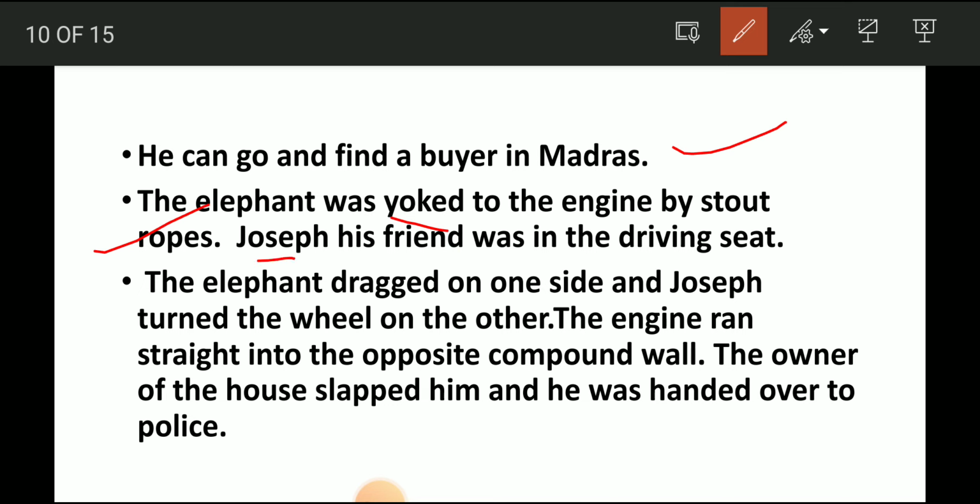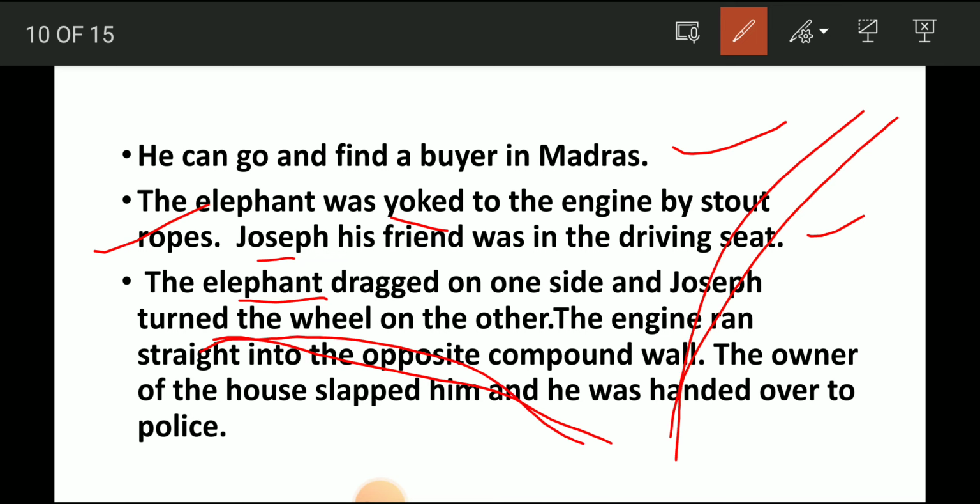Then Joseph, his friend, is in the driving seat. Okay, now what happens? There's a lot of confusion created. People are shouting, children are shouting. The elephant drags the road engine on one side. Say for example, it is dragging this way. This Joseph, what he does, he's wheeling the road engine this way. So the elephant is dragging here, Joseph is wheeling here. There is a lot of confusion created.